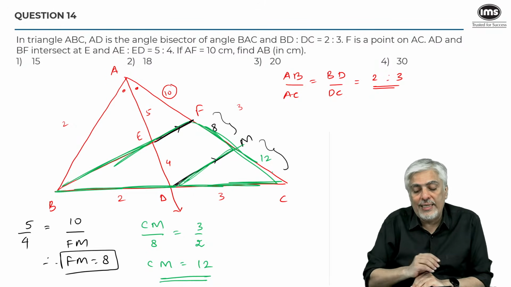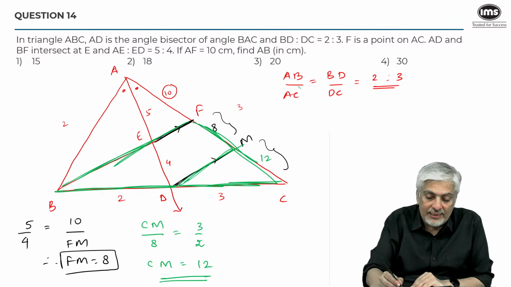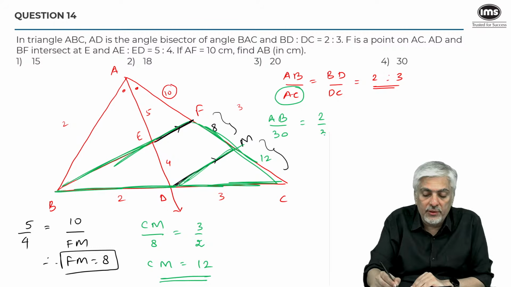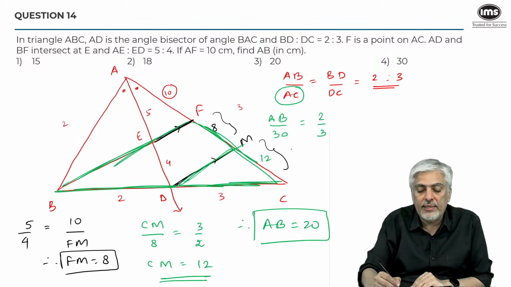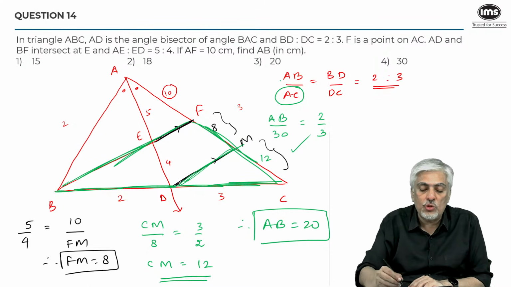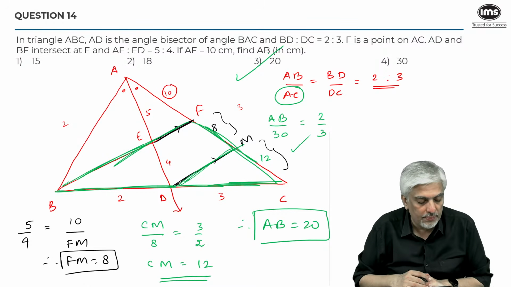Once you add all three, you get AC as 30. So AB upon 30 is 2 upon 3, and therefore AB is 20. Answer is the third option.